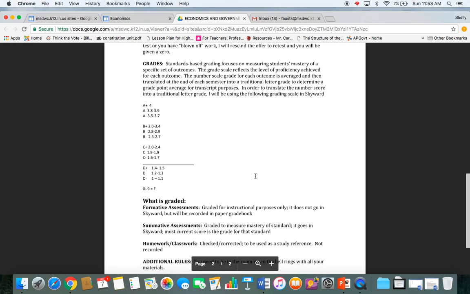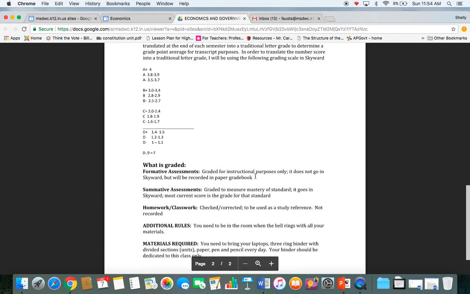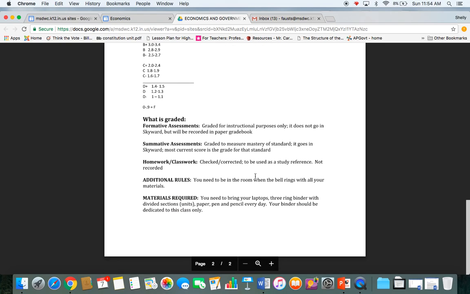Here's the grading scale, and we're going to look at, like I said, that rubric here in a second, but eventually at the end of the 9 weeks and at the end of the semesters, I'm going to have to average your grade. So this is the grade that will be how I calculate your 9 weeks grade and your semester average. So there's the grading scale. You need to make sure you print this off so that you have a copy of this.